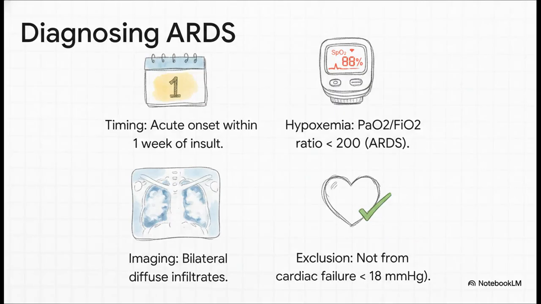So how do we actually diagnose it? Well, we use a set of criteria known as the Berlin definition. It's a checklist of 4 things. First, the timing. It has to be acute, developing within a week of a known insult. Second, and this is the hallmark, is severe hypoxemia that is refractory to oxygen. We quantify this using the PaO2 to FiO2 ratio. Third, you need to see bilateral diffuse infiltrates on the chest X-ray, the classic whiteout. And finally, you have to be confident that this whole picture isn't just due to heart failure or fluid overload.